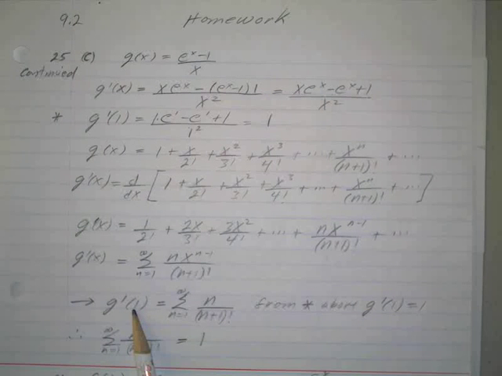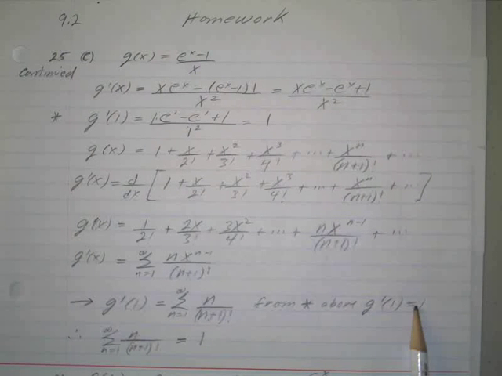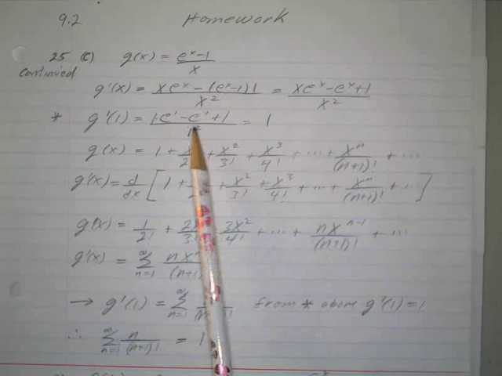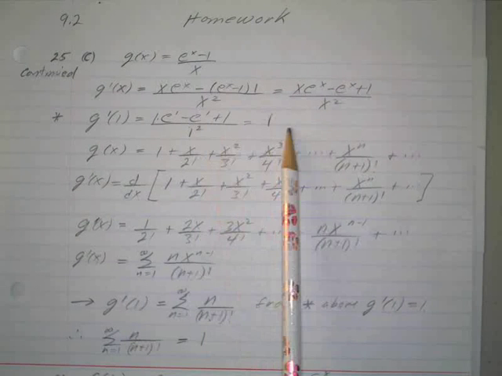Well, g prime of 1 equals this. If I put 1 in here for x, I'm going to get g prime of 1. If I put 1 in here, that's going to be 1 to the n minus 1, and 1 to any power is 1. So I have this. Okay? But from way up here, what did I find that g prime of 1 was equal to? I found out way up here that g prime of 1 was equal to 1.